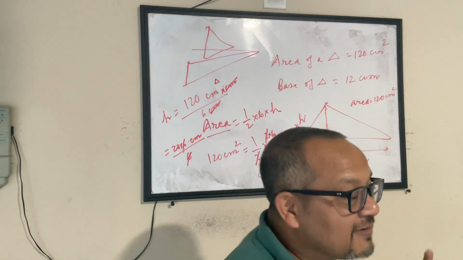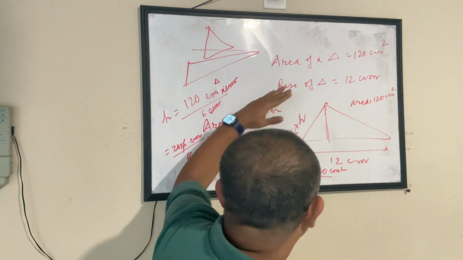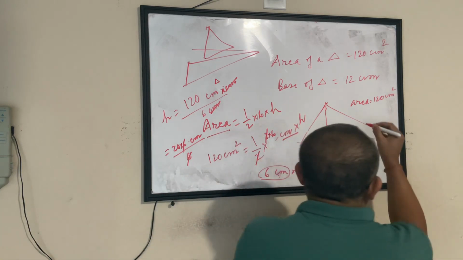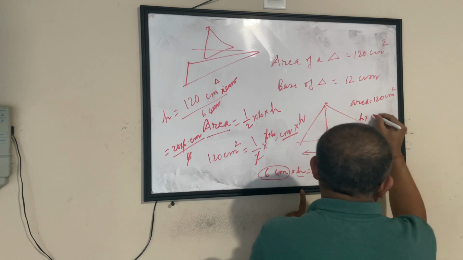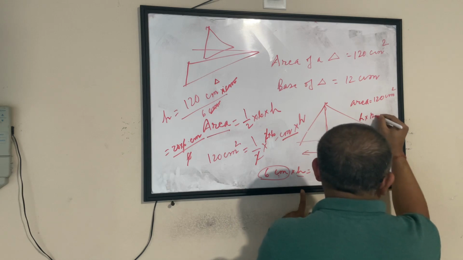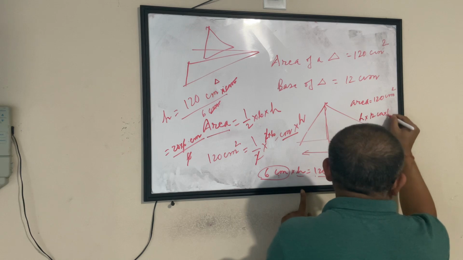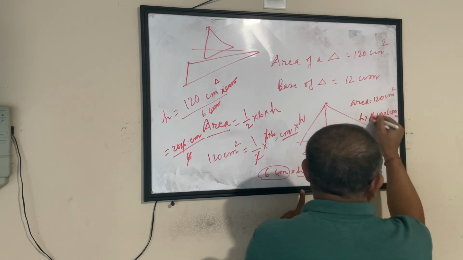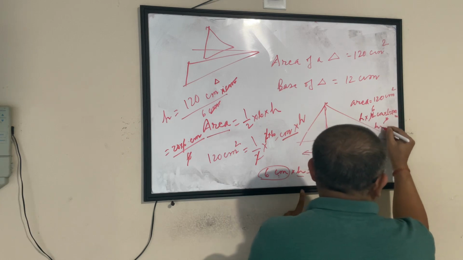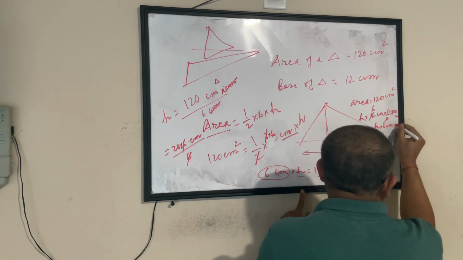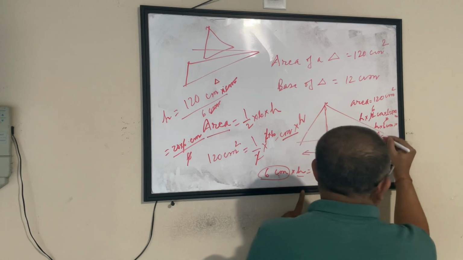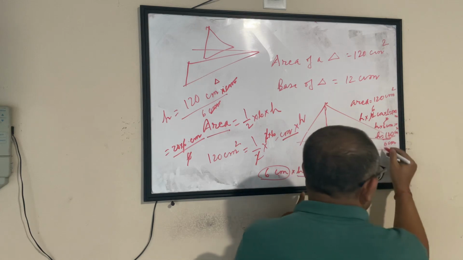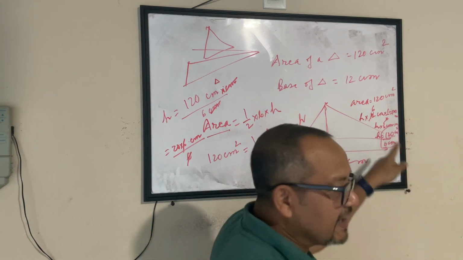Look at the calculation in a very simple way. Half into base into height is 120 centimeter square. Height you don't know, base you know is 12 centimeter, and half. So half of 12 is 6. H into 6 centimeter gives you 120 centimeter square. So H will be 120 divided by 6 centimeter, and this is centimeter square. Then you can do tic-tac-toe, and you'll find 20 centimeters.